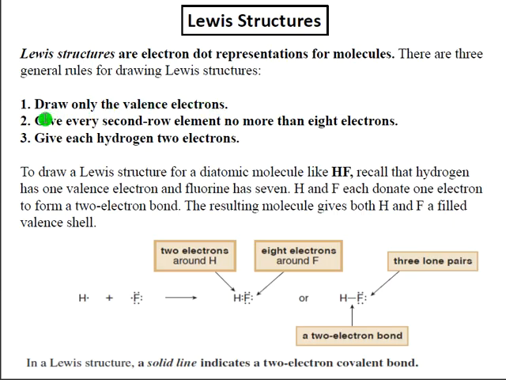Second, give every second row element no more than 8 electrons. That means all the atoms in the periodic table's second row, like carbon, sulfur, nitrogen, halogens, no more than 8 electrons. Look here. If you look at this structure for the fluorine, count the dots here: 1 2 3 4 5 6 7 8. That means just 8 electrons. Okay, every 2 electrons between two atoms is referred to as one bond.